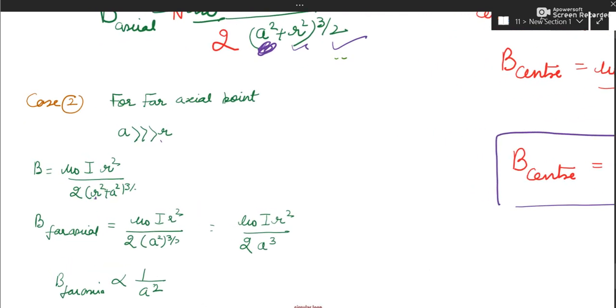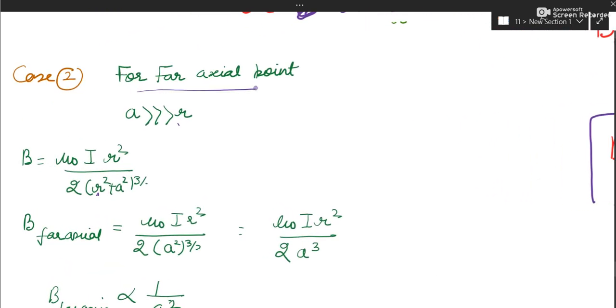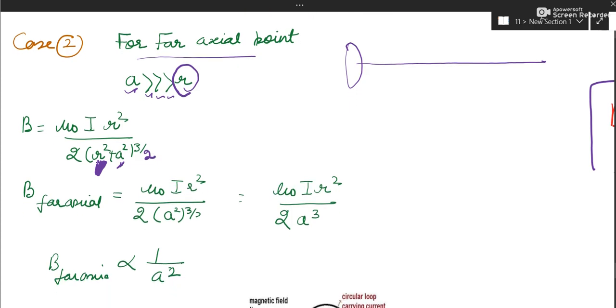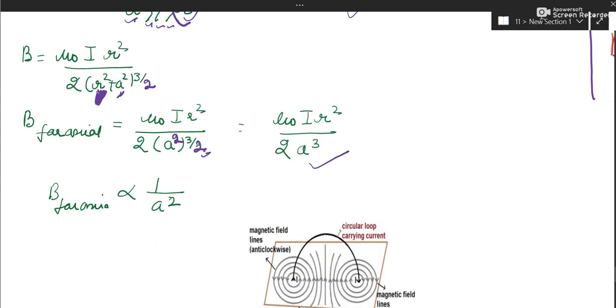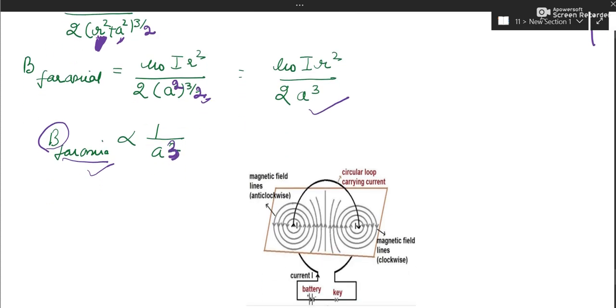Now case number 2 is for a far axial point. When your distance is too far, that means axial distance is too large, then radius can be ignored from addition or subtraction, not from multiplication. So radius can be ignored. Please put 0 here. So it will be a square to the power 3 by 2. The 2 and this 2 will be cancelled. So B far axial, magnetic field at a far axial point of a current carrying loop, is inversely proportional to axial distance cubed.